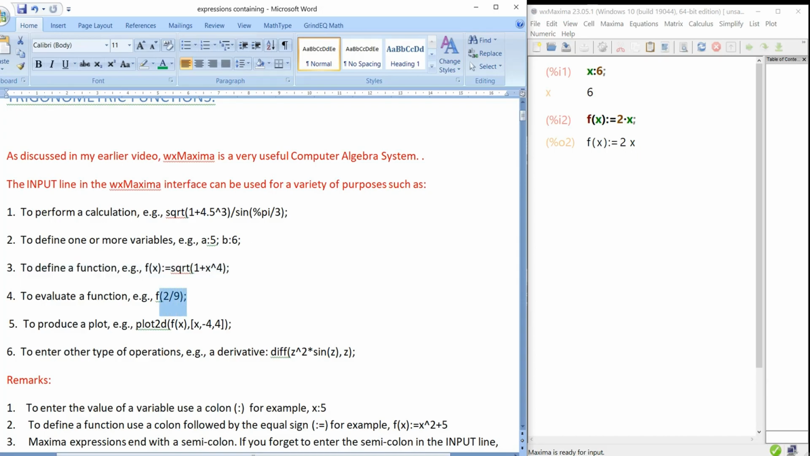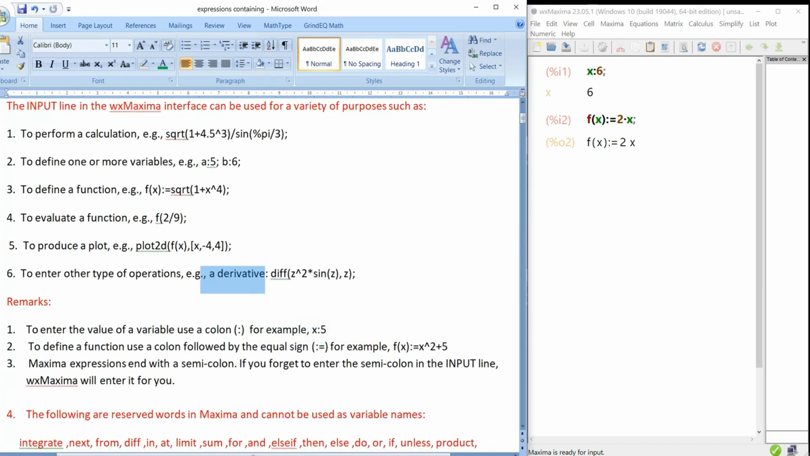After this, we can also evaluate a function. Suppose in this function, I put x equal to 5. The value of the function will be 2 into 5, that is 10, right? We can also plot curves. We can plot 2-dimensional curves as well as 3-dimensional curves in WX Maxima. Besides it, we can also find derivatives of functions, right?